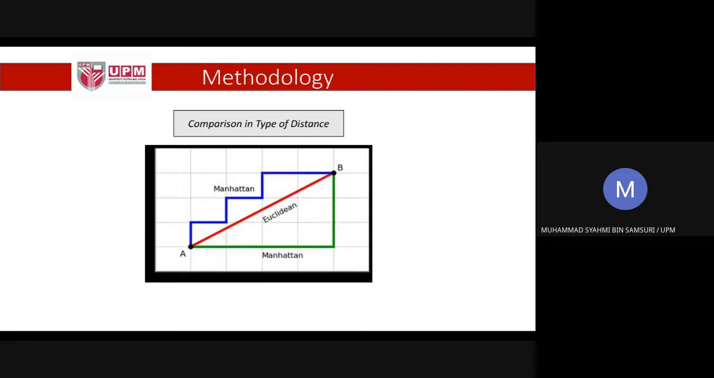Next is a comparison between the types of distance. Let's say we have two points, A and B. The Euclidean is the shortest one, and Manhattan is the path between A and B in terms of vectors, so the result will be more detailed than Euclidean distance.